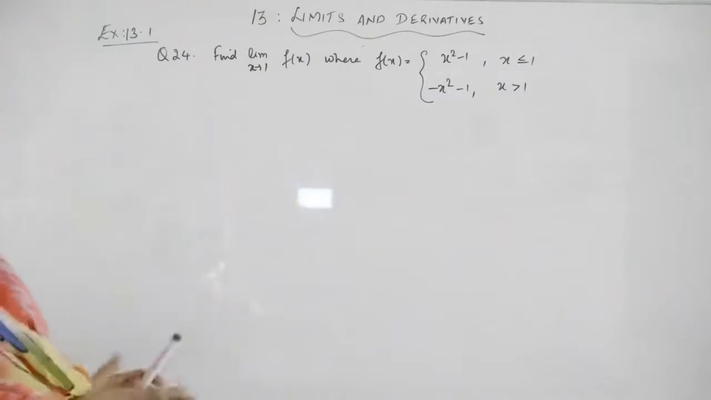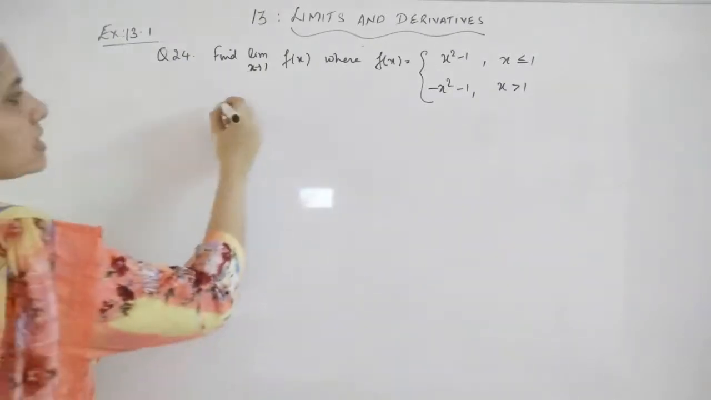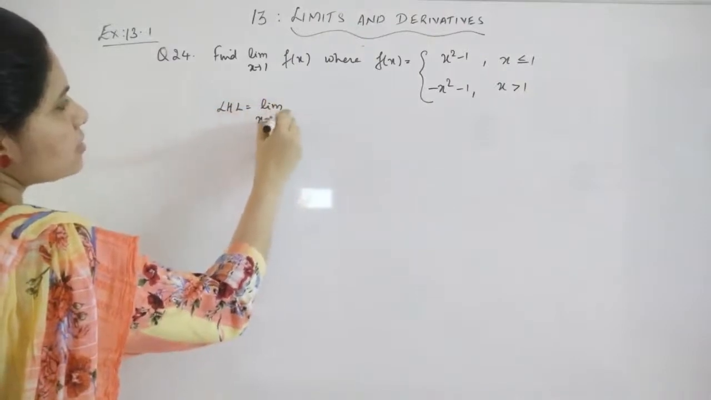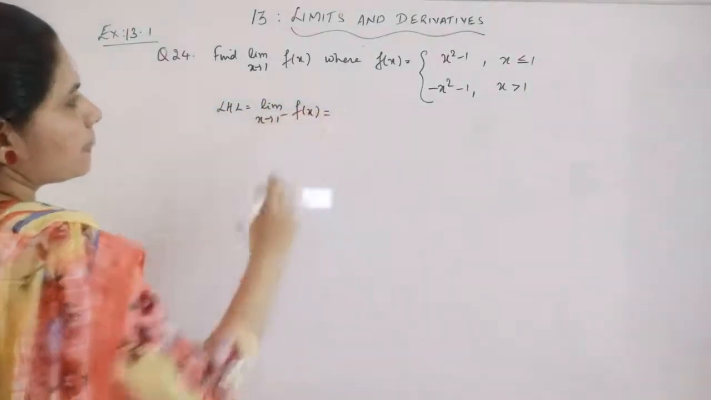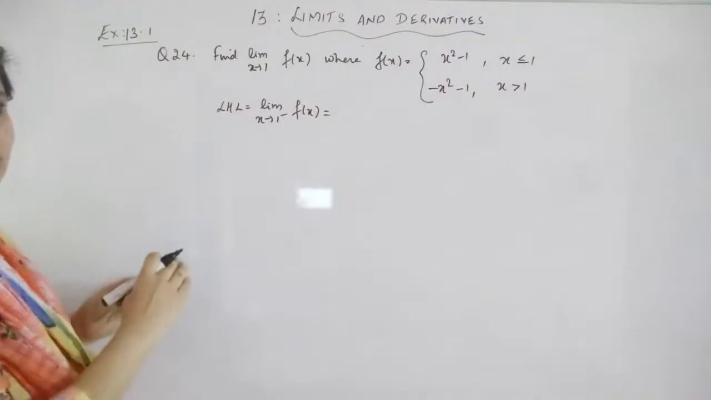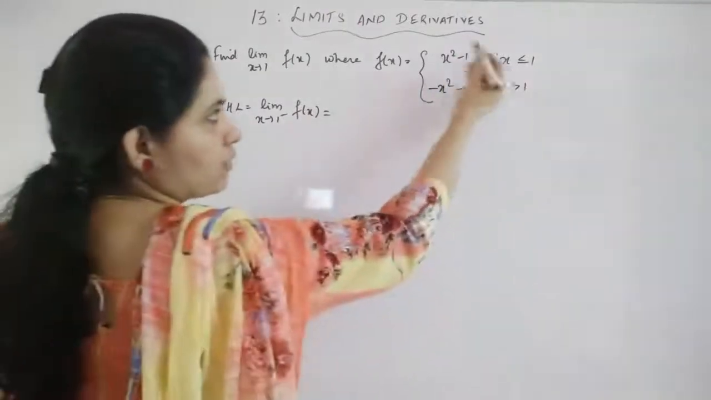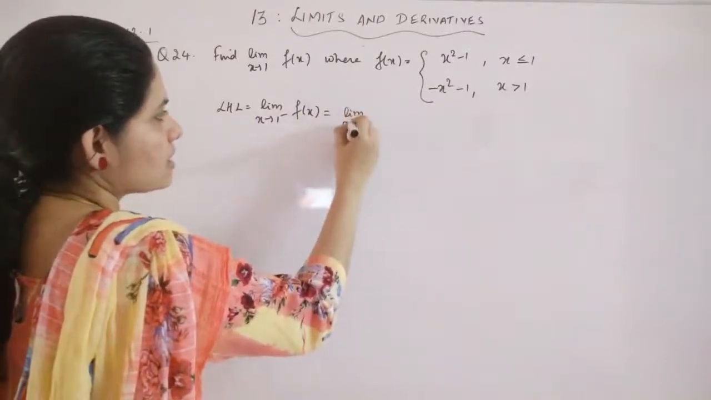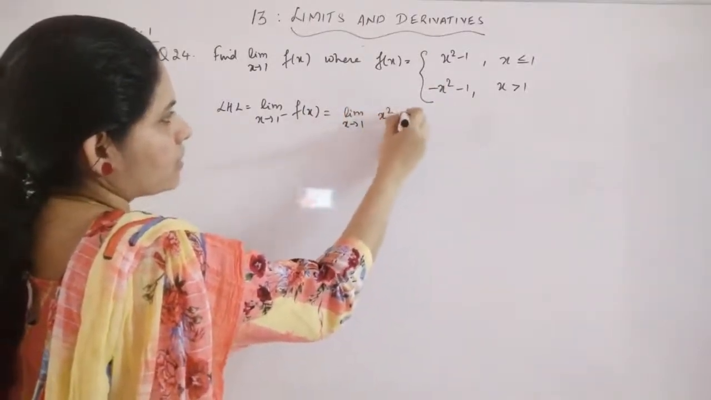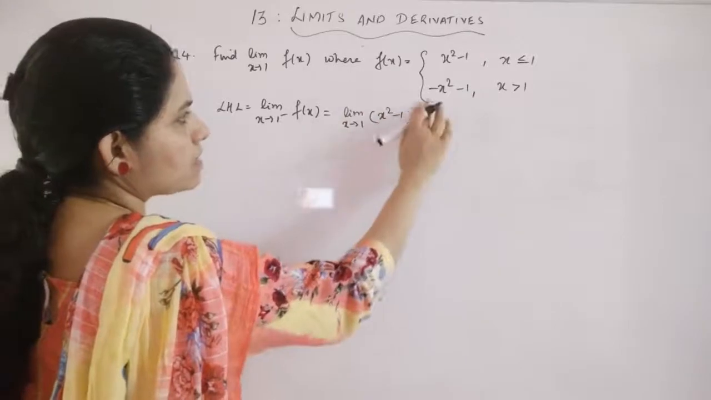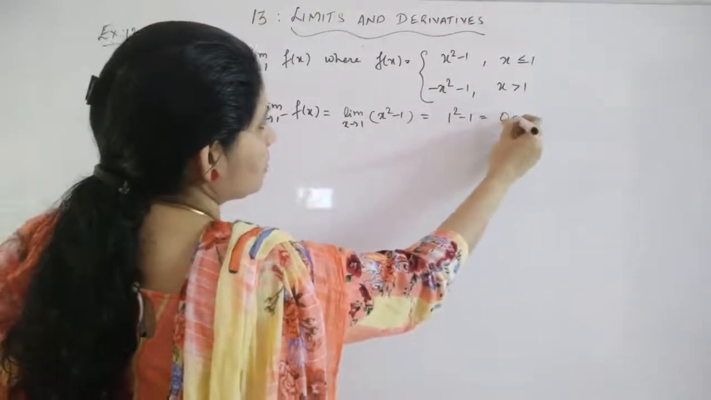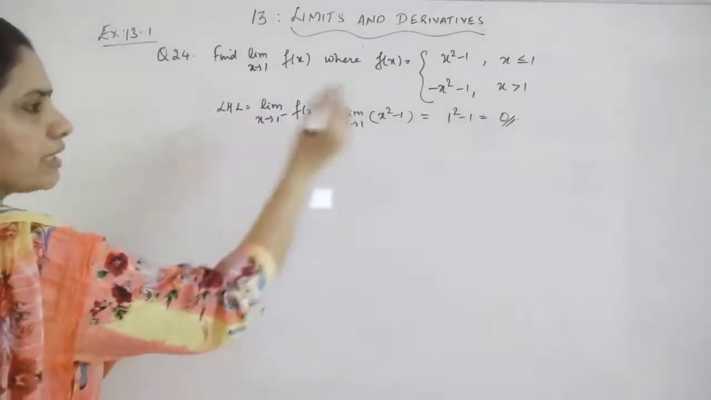So we have to check for the left and right limit. Let's start with the left hand limit, which is limit x tends to 1 minus f of x. Now 1 minus means it is to the left side of 1, that is less than 1. So you have to replace the function value with x square minus 1. So limit x tends to 1 of x square minus 1. Now replace x with 1, which will give you 1 square minus 1, that is 0. Okay, so the left hand limit is 0.